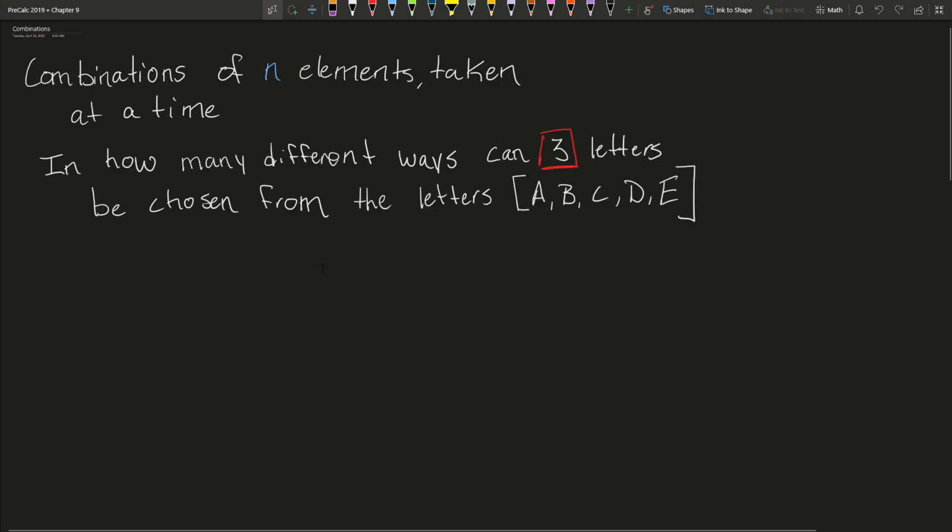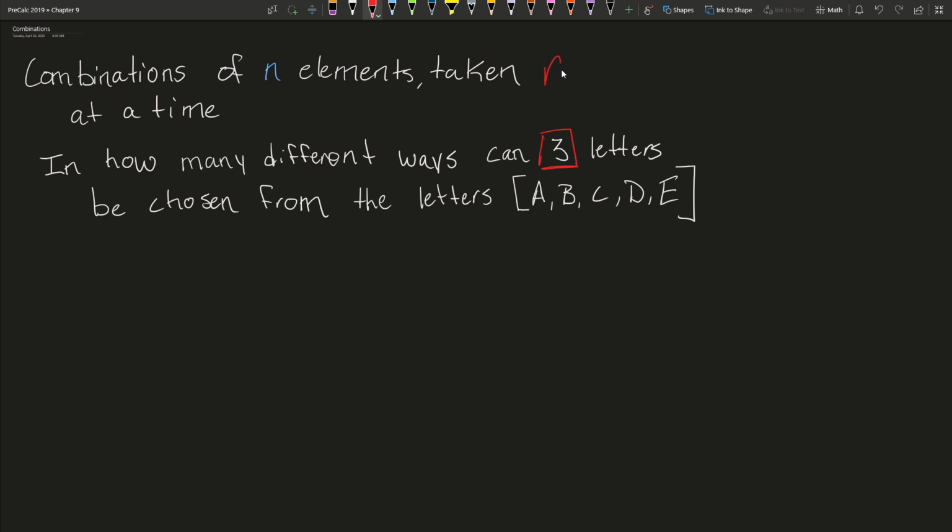So what is a combination? A combination gets into counting principles, which we're not going to be able to get into. If we were getting into probability, this would be one of the most important things that you can know. But as of right now, this is just going to be kind of a plug and chug. But I want you to understand what it's actually saying. So combinations of n elements taken R at a time.